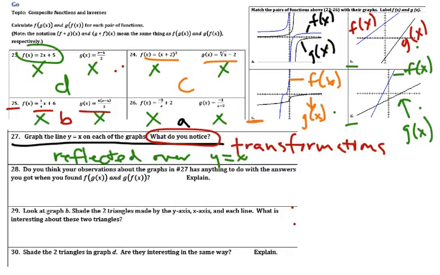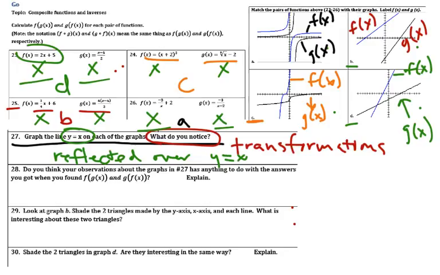Then 28 says, do you think your observations about the graphs in number 27 has anything to do with the answers you got when you found f of g of x and g of f of x? Notice y equals x. What did all of our answers come out to equal when we did that? Came out to equal x.